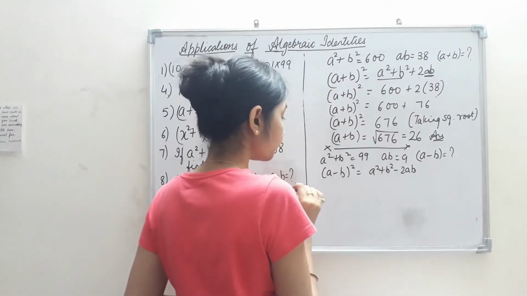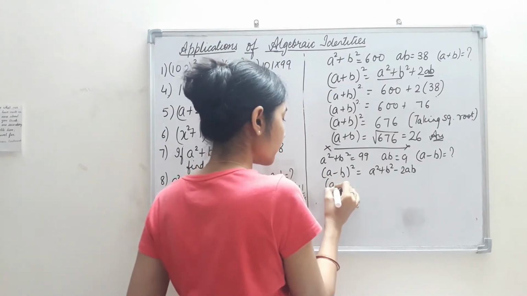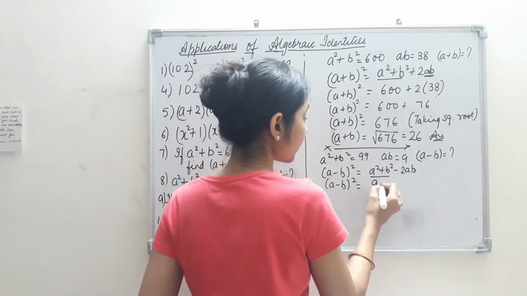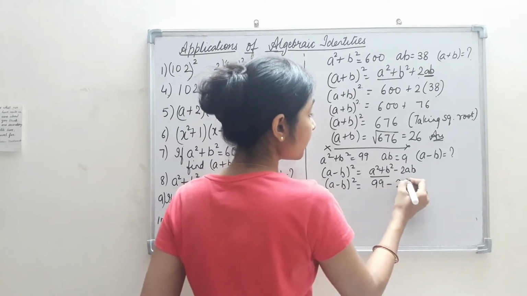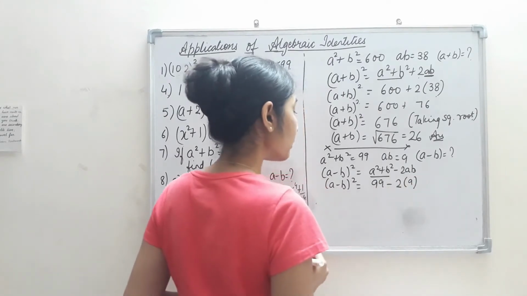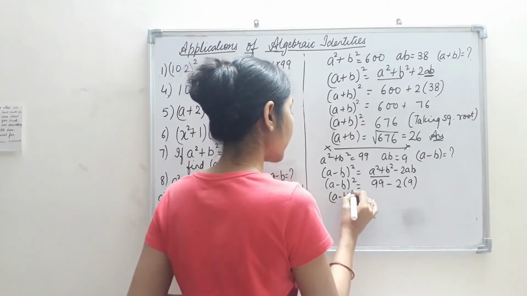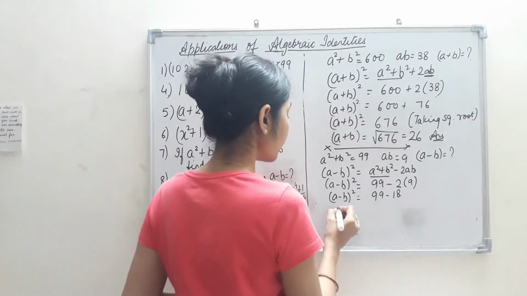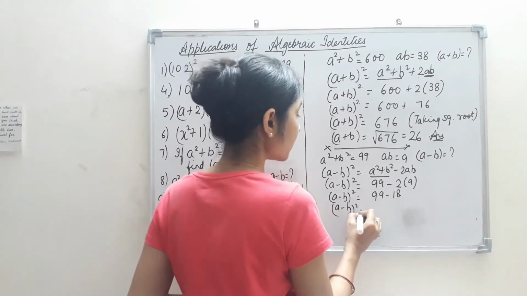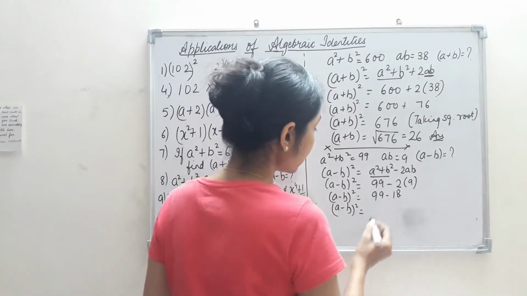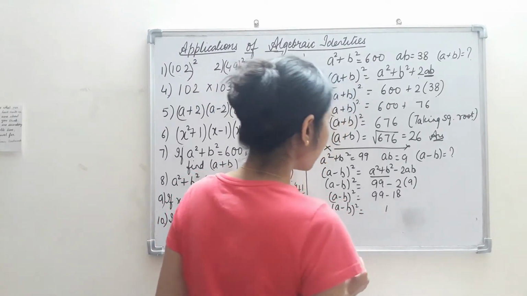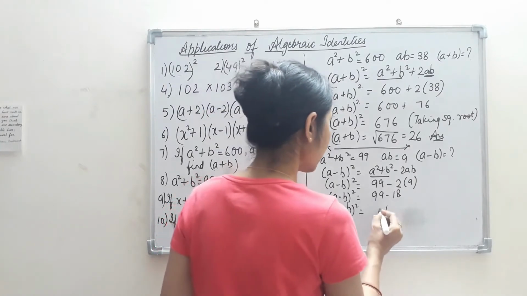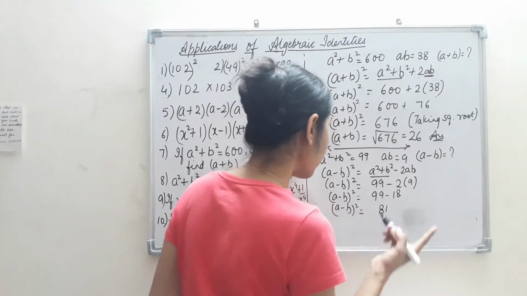Here we don't know the value of this, so we will write it as it is, as we did in the previous question. We know the value of this term, so we write 99 minus 2ab, and we know the value of ab is 9. So a minus b whole square is equal to 99 minus 2 9s are 18. So 99 minus 18 gives us 81. So a minus b whole square is equal to 81.